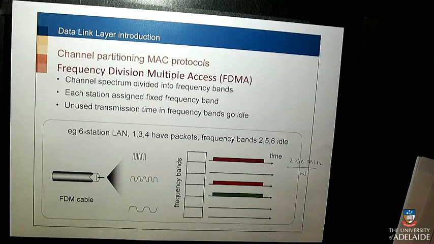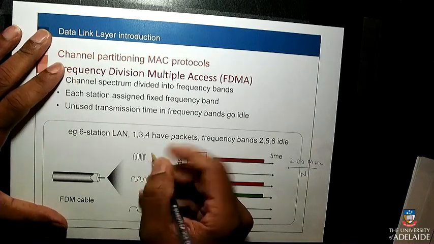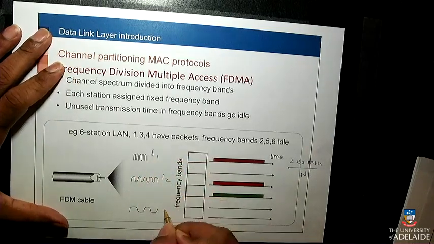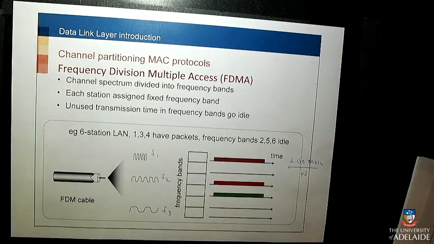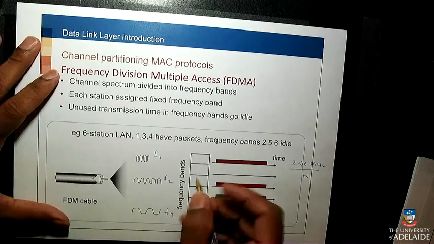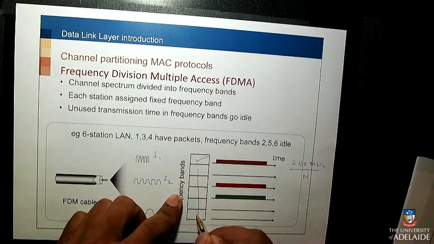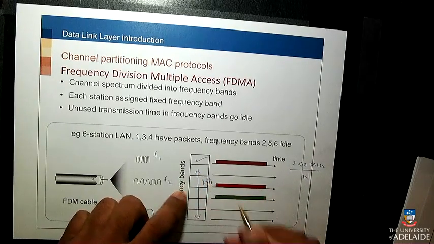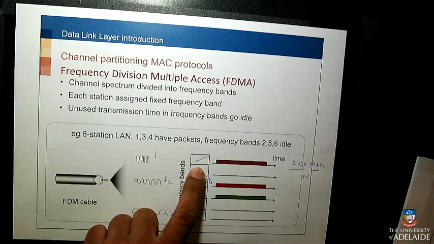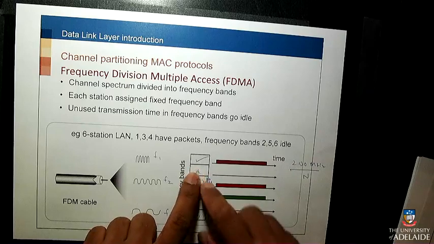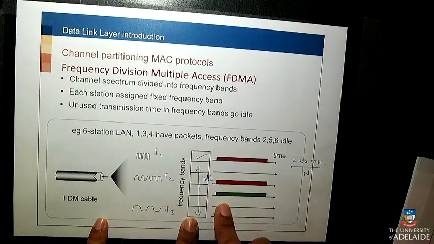So that's one way to do it, right? So maybe this user has F1, this user uses F2, maybe this user uses F3, etc. So each user has a different frequency channel that they talk over. But unfortunately, that means that if this is the only user that has data to transmit, then all these other users are idle, right? The available bandwidth for this user is 1 over n of the total bandwidth, right? So that means I can't use these frequencies down here, yeah.